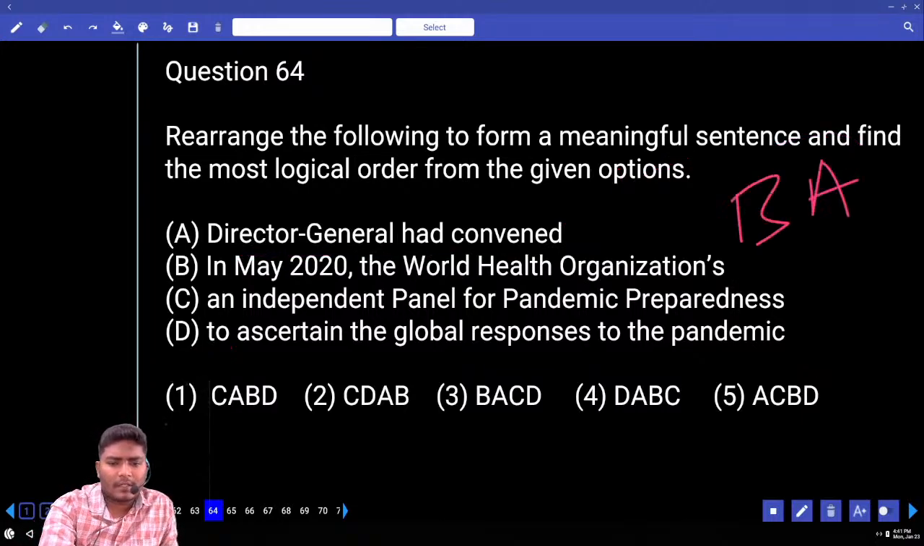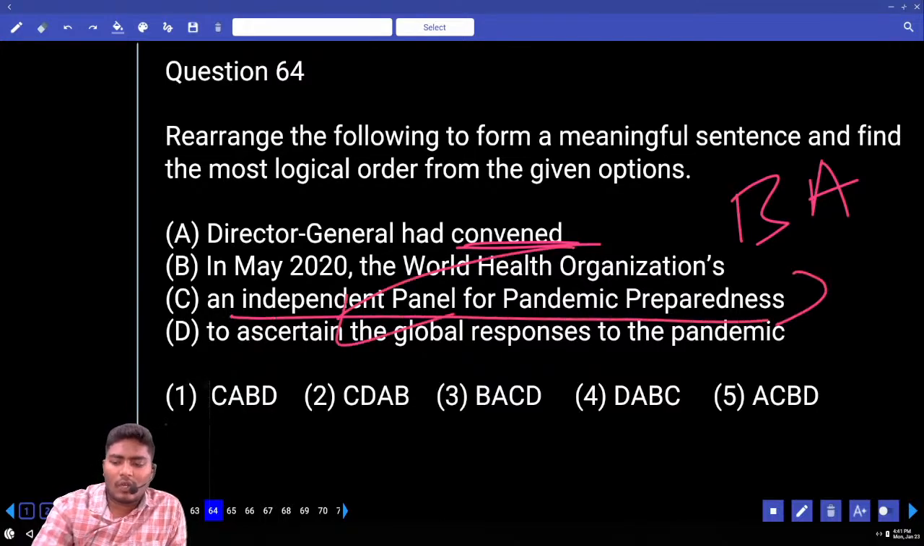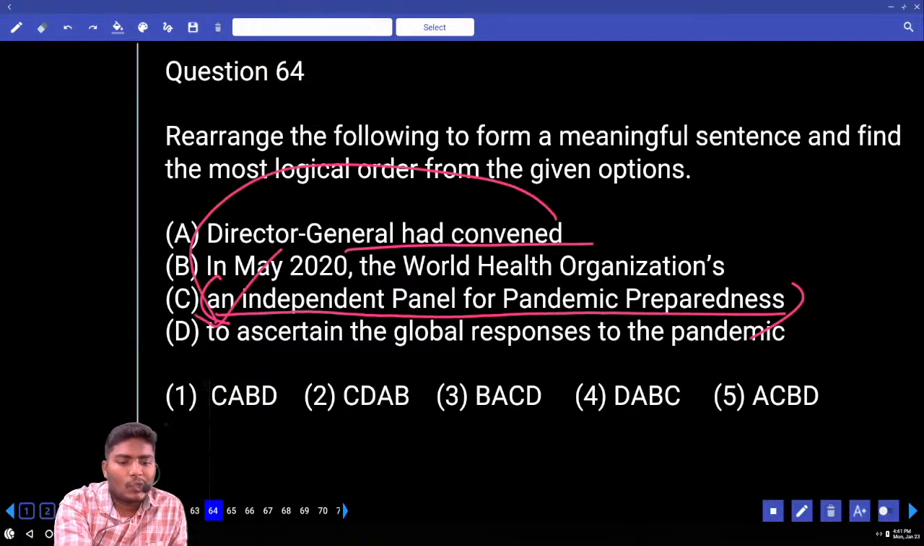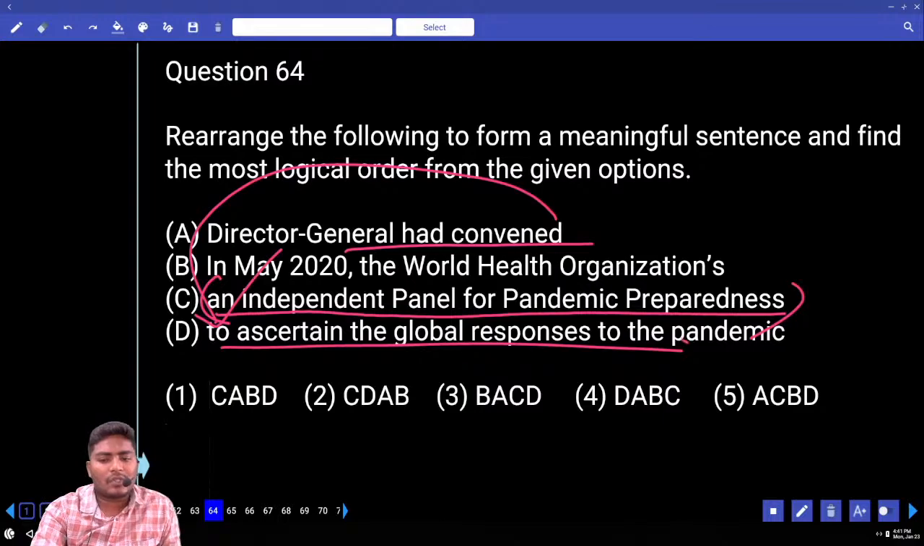BA is one pair, right? Now convened is paired with the convened an independent panel for preparedness. Okay, to ascertain. Okay, got it. Once look at this. This is all the phrase in between. The general had convened something. Convened an independent panel for pandemic preparedness. He convened all this to ascertain the global response to the pandemic.